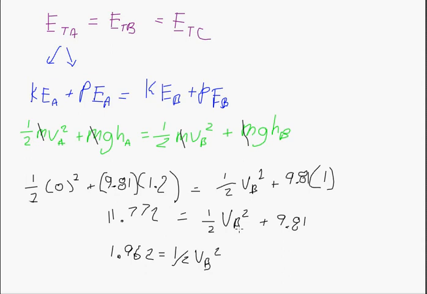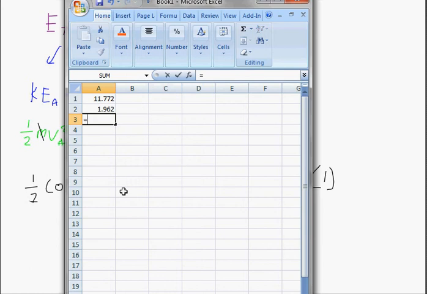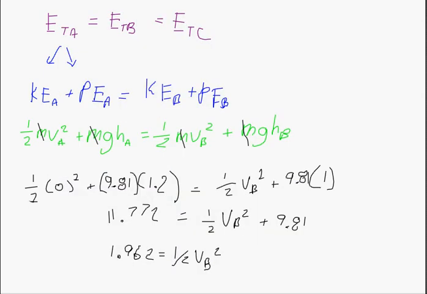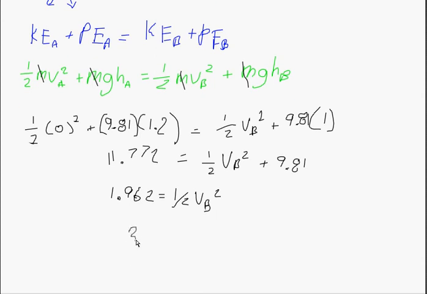And now I'm going to multiply both sides by 2 equals this multiplied by 2. And you get 3.924, I'm sorry. Let's scroll down. 3.924. And that's going to be, actually, if I want to put the units there, meters second squared equals VB squared. Now I need to take the square root.